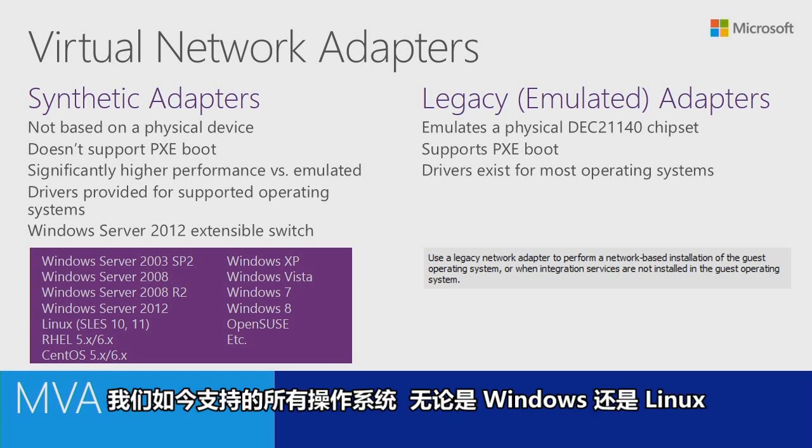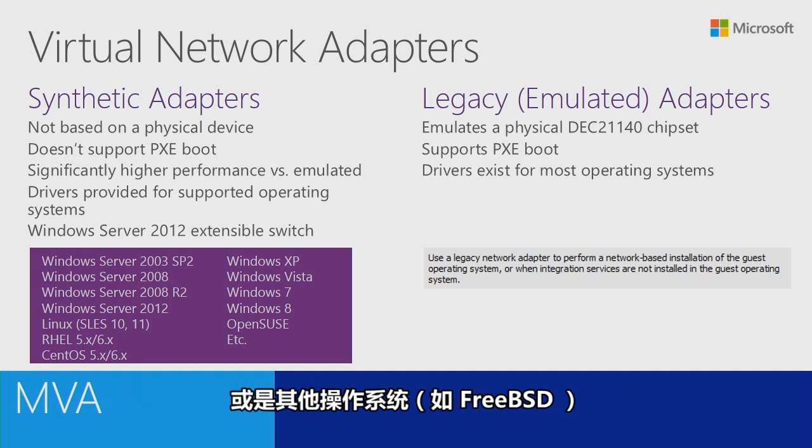All the operating systems that we support today, whether it's Windows or Linux or other operating systems like FreeBSD, for example, we include a high-speed network driver. So you always want to use a synthetic network adapter. The only case is if you're in some environment where you need to PXE boot, that'll be the one case where you use the legacy emulated driver.